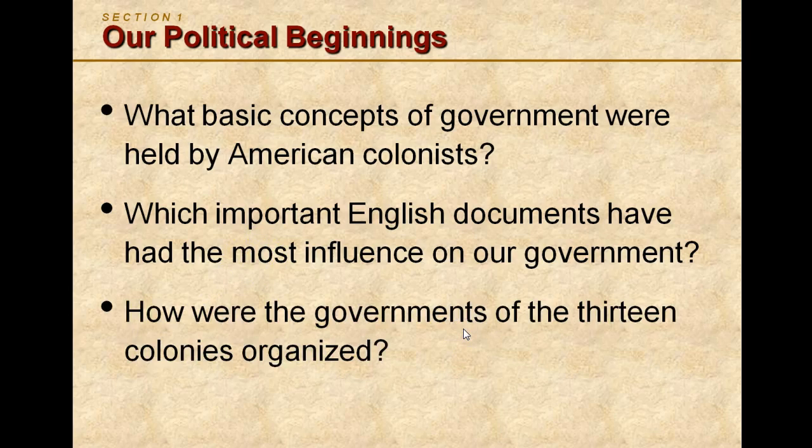And how were the governments of the 13 colonies organized? So specifically we're looking at those 13 colonies and what did their governments look like. That's what we want to pull for this is what was that structure? Did it have a unitary system? Was it a federal system? Who was in power? And the things that we learned from Chapter 1 will be applied in this section here as we move through. So first we'll look at the basic concepts of government.